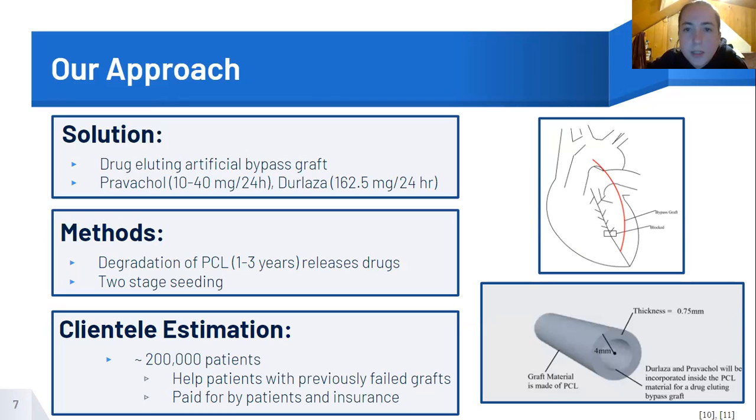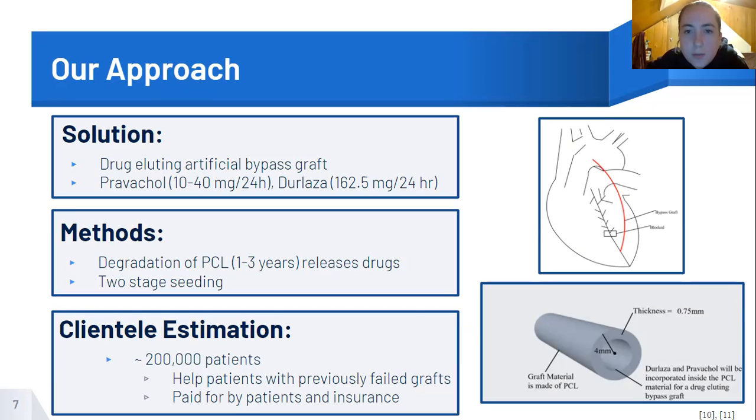We'll use two-stage seeding where the cells are harvested from the patient from a vein or artery and cultured in the lab before being seeded onto the device to improve the biocompatibility and decrease the risk of failure. Although these cells are being gathered from a diseased patient, the disease does not typically affect the functionality of these cells, but that is still a potential limitation.